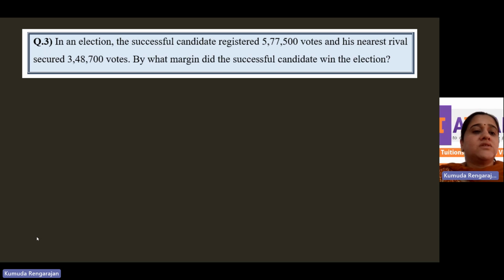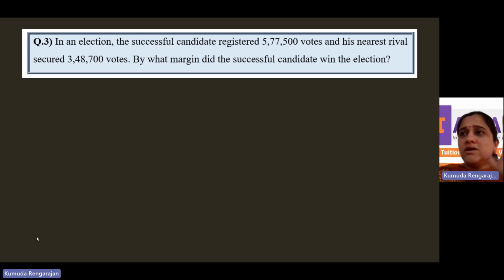So in an election, the successful candidate is a person who has won the election. How does he or she win the election? Because they have got more votes from the public. When the counting happens, this particular candidate has got more number of votes from the public. So he is declared the winner and he is elected for that post. So in an election, the successful candidate registered 5,77,500 votes.